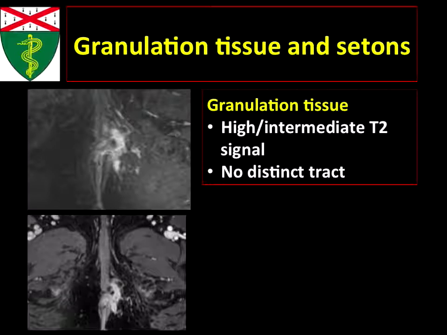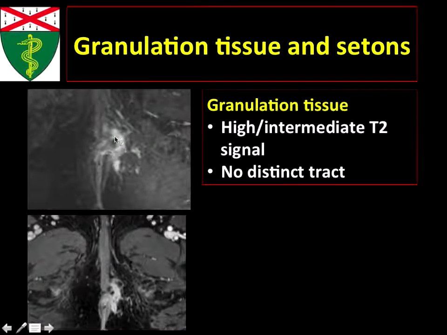And some of these tracts, as we've seen, a lot of them will contain fluid, so they'll have bright T2 signal, and they'll be rim enhancing. But some of them won't contain fluid. They'll be the remnants of prior tracts that have since closed up. And those ones will not have any bright T2 signal. So if you look at this, I don't see any fluid signal here.